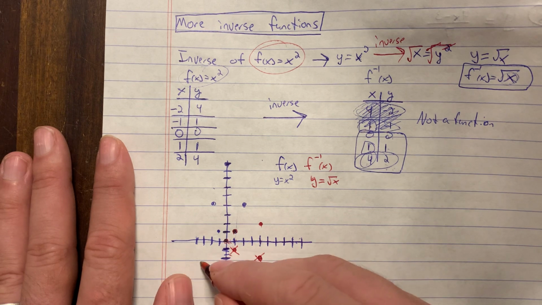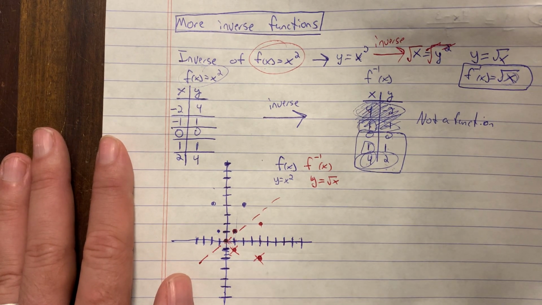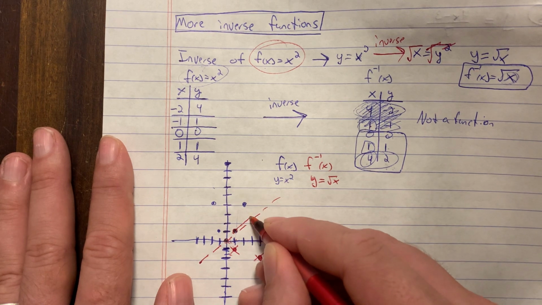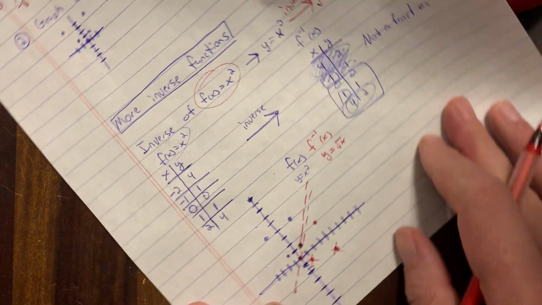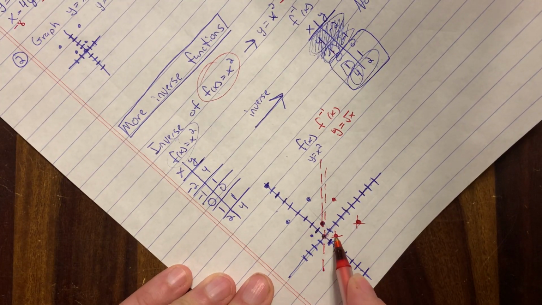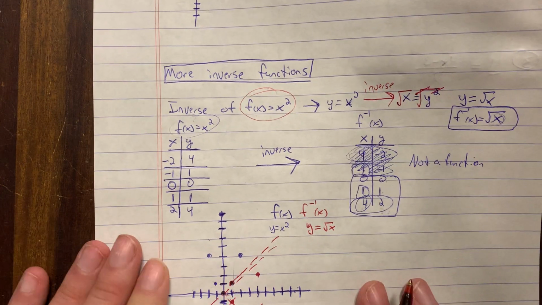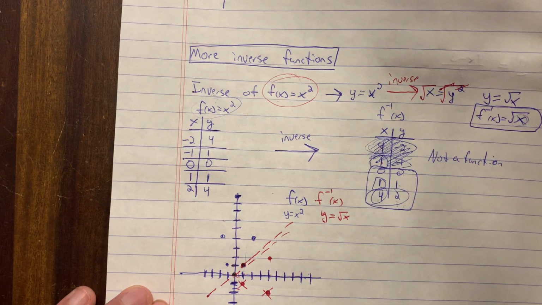Hopefully we can see that these are reflected from each other across the line y equals x. I did not do a very good job of drawing the line y equals x. That should be more like this. We can see that here's this point and this point, this point and this point, this point and this point, and they're reflected across the graph y equals x, as all inverses are.